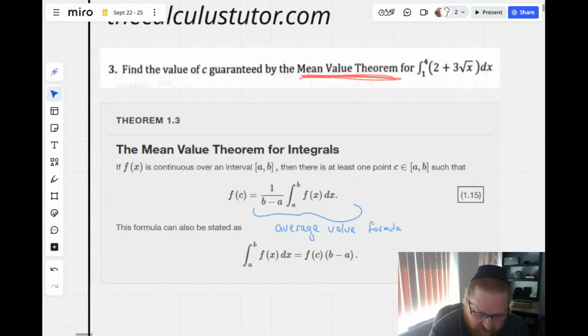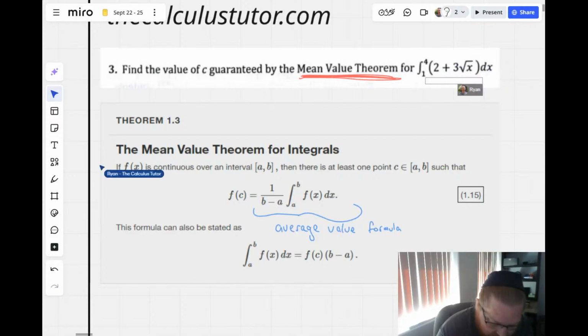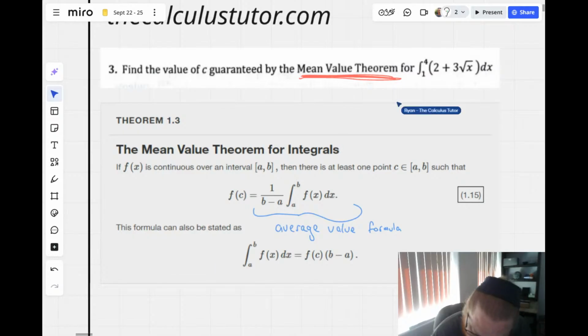But this c, we could call it anything. Yeah, they want us to find the point c for this function right here. That's our f of x. Let me label that. Right, this right here. This is our f of x. This is our a. This is our b.